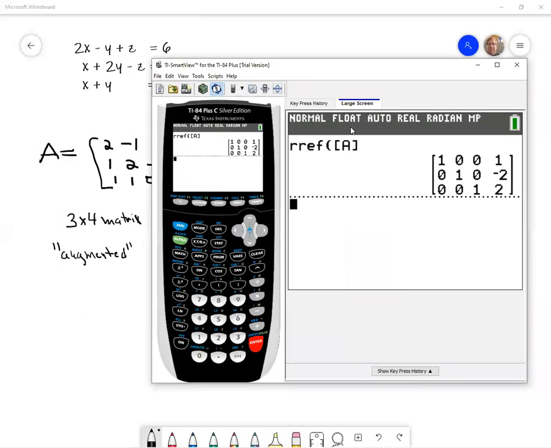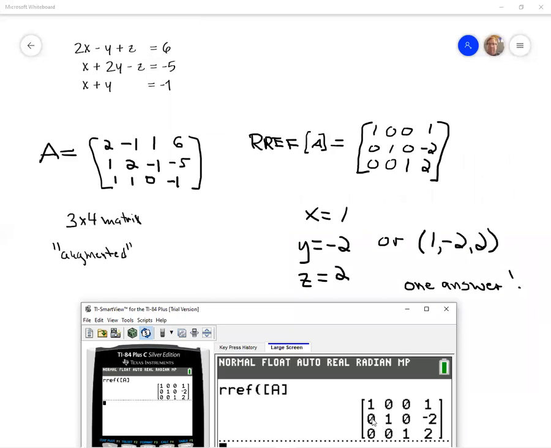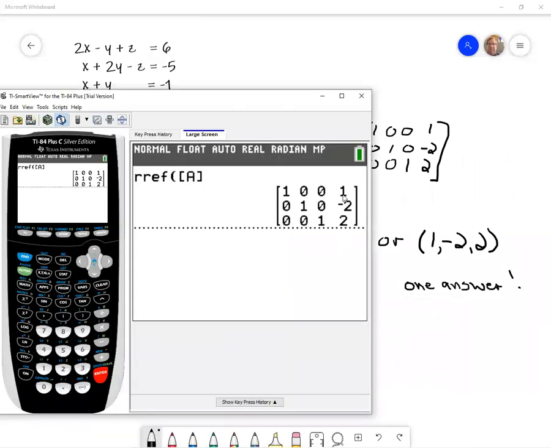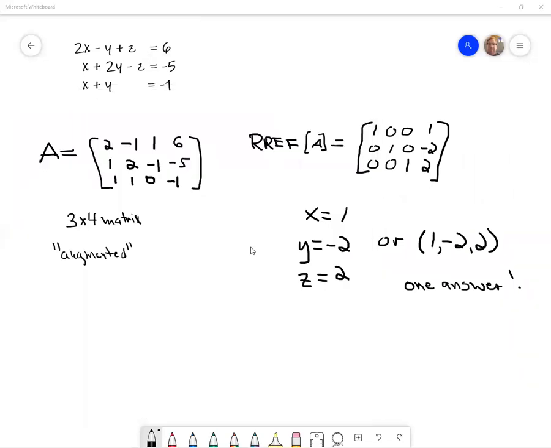Now, what equations correspond to the rows of that matrix? Well, the first one is just 1x, no y, no z, equals 1. Let's see if I can move this. There we go. x equals 1. My second equation is just 0x plus 1y plus 0z. In other words, y by itself equals minus 2. And the last one is 0x plus 0y plus 1z equals 2. So in this form, you can just read off: x must equal 1, y must equal minus 2, and z must equal 2. There are my solutions.